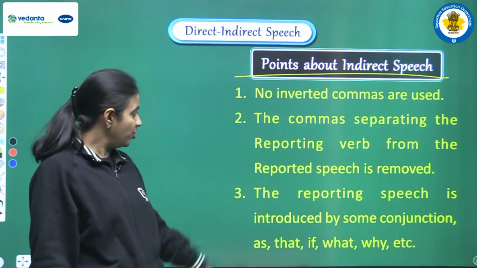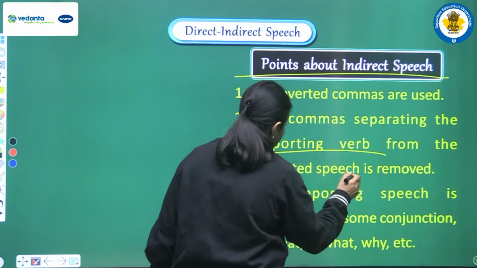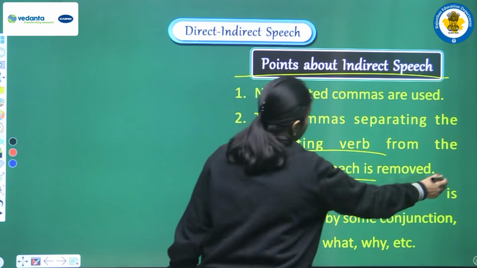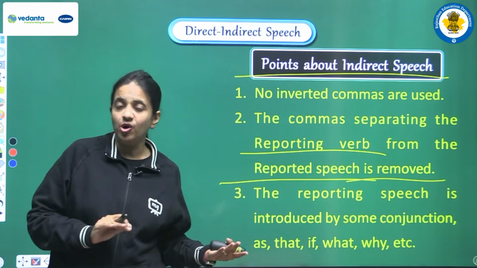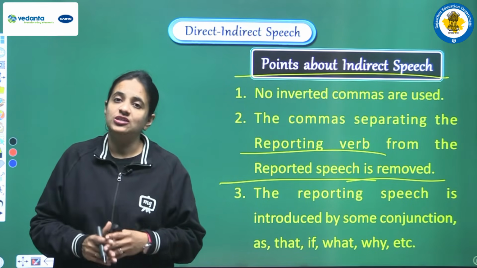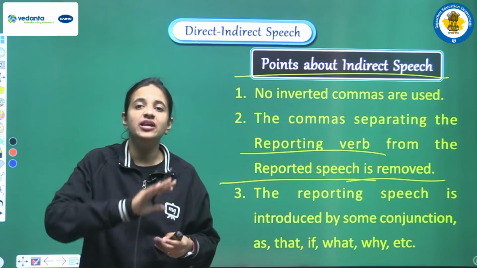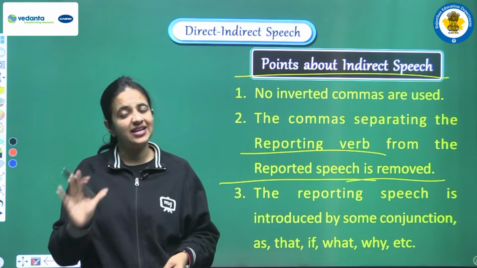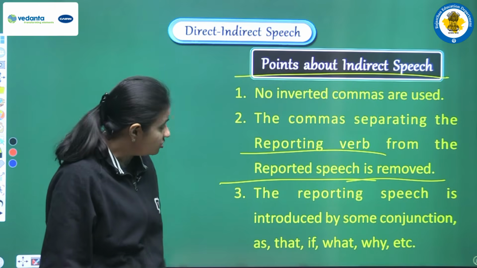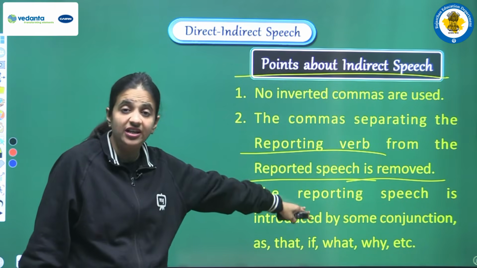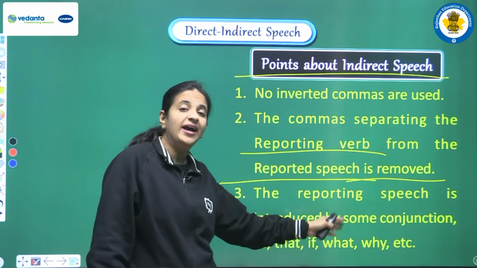sentence. Second point, the comma separating the reporting verb from the reported speech, that comma will also be removed. So yes, inverted commas will be removed and the comma, it will also be removed. So we can say that in the sentence of indirect speech, there will be no comma in between the sentence. Next point, the reported speech is introduced by some conjunction. So we can have so many conjunctions like that, if, what, why, etc.